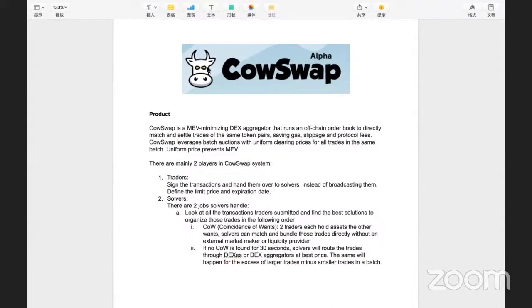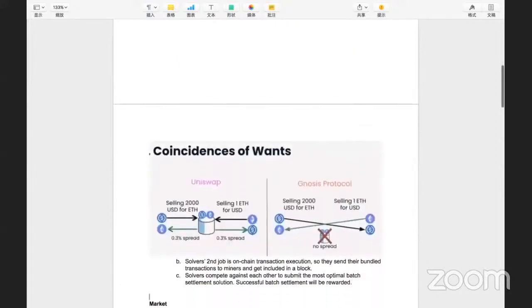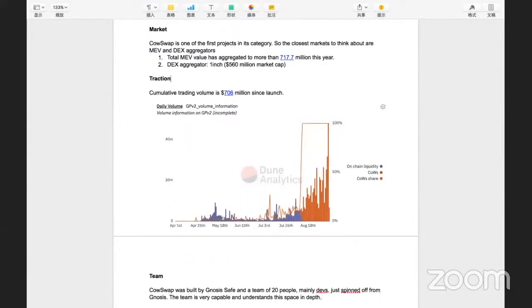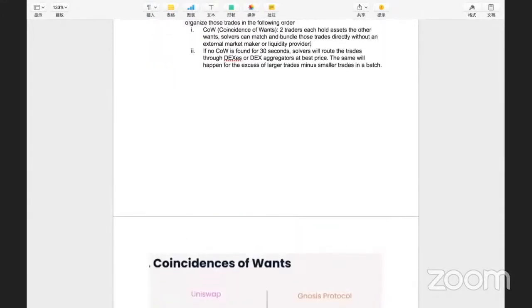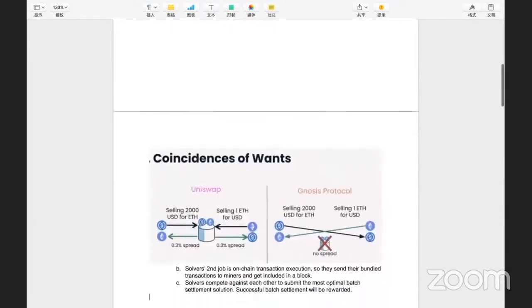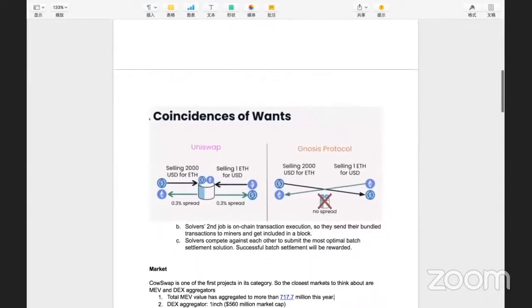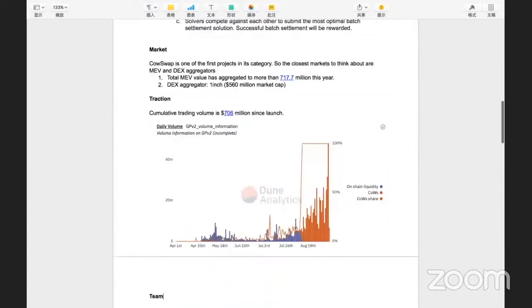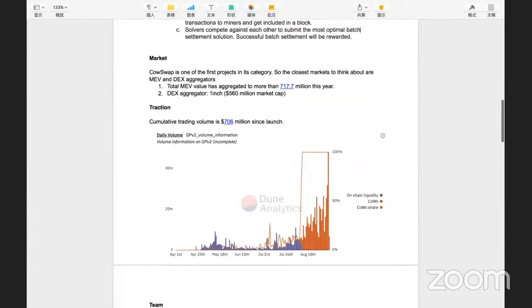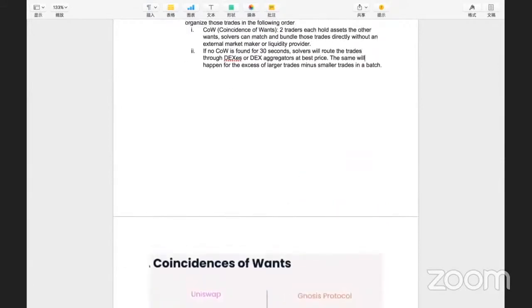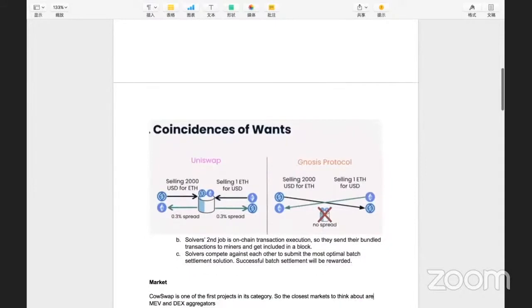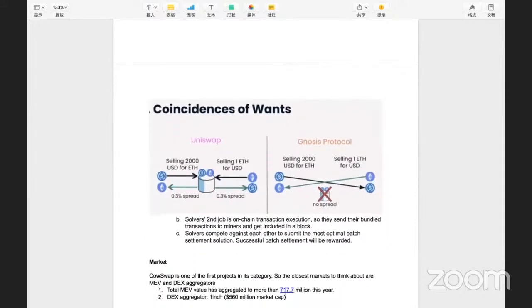Charlene, if you can scroll down a little bit, there's actually a chart. Go back a little bit and down. Yeah, so if the trade doesn't find any coincidence of wants within 30 seconds, the trade will tap into all other liquidity venues like Uniswap, 1inch, Matcha from 0x, or some other market makers. So the solver's second job is bundling those transactions and sending them to the miners.